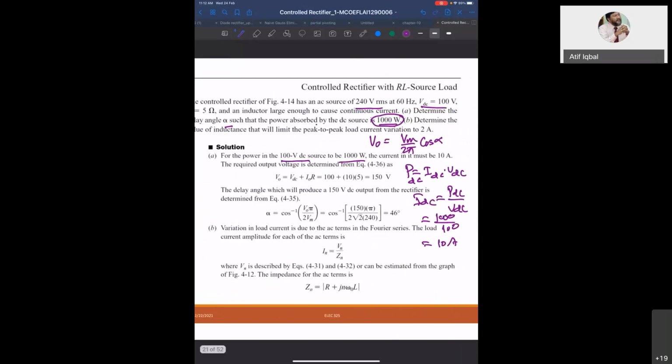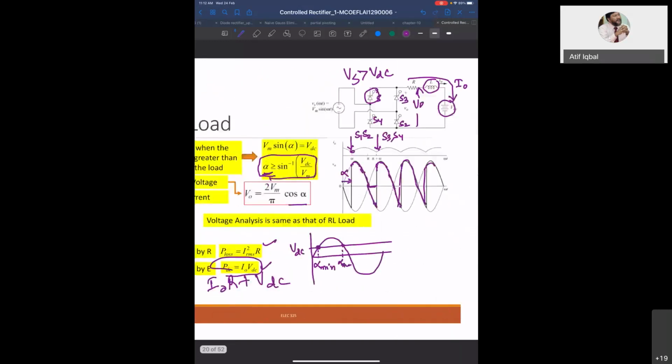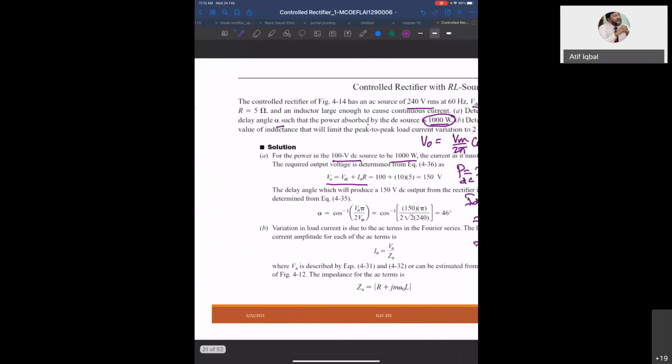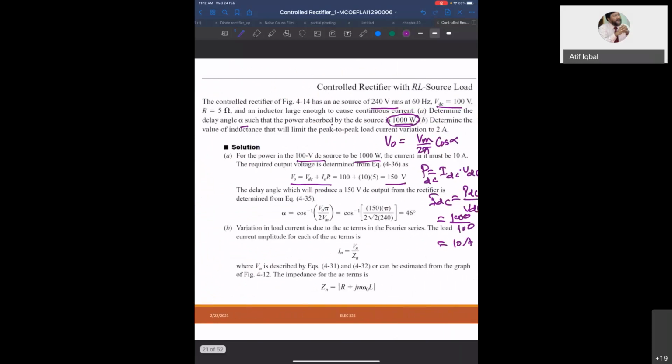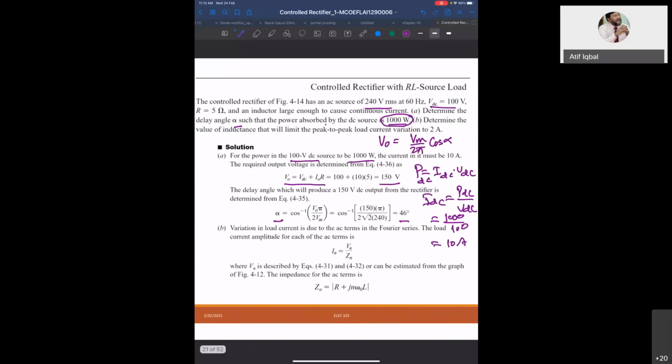So now from here, we can find out the output voltage. The output voltage is VDC plus I0R, as I just mentioned here. Once we calculate the output voltage, we can find out the delay angle, which is 46 degrees. So alpha we already calculated.